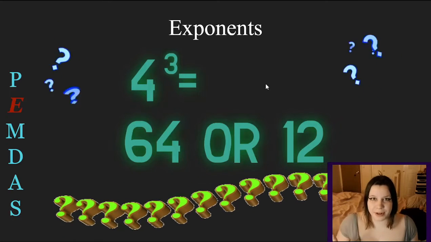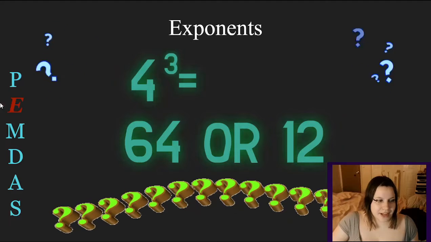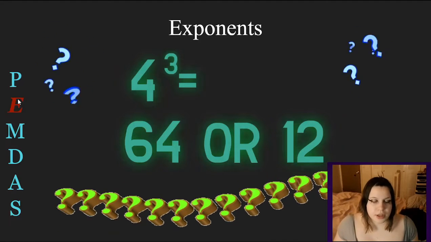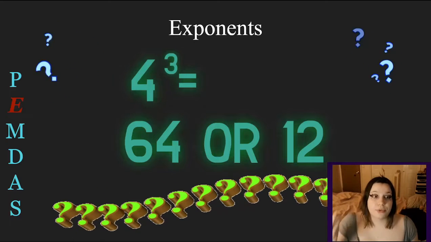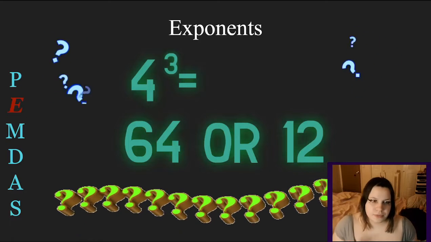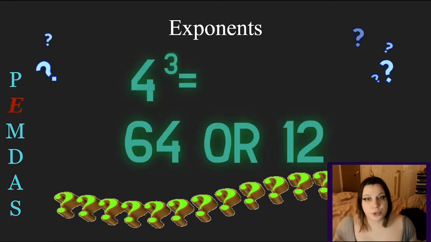So next we have exponents, which is the E in PEMDAS. Exponents are to the power of something. So if you have 4 to the power of 3, that would be 4 times 4 times 4. So what do we have here, 64 or 12?